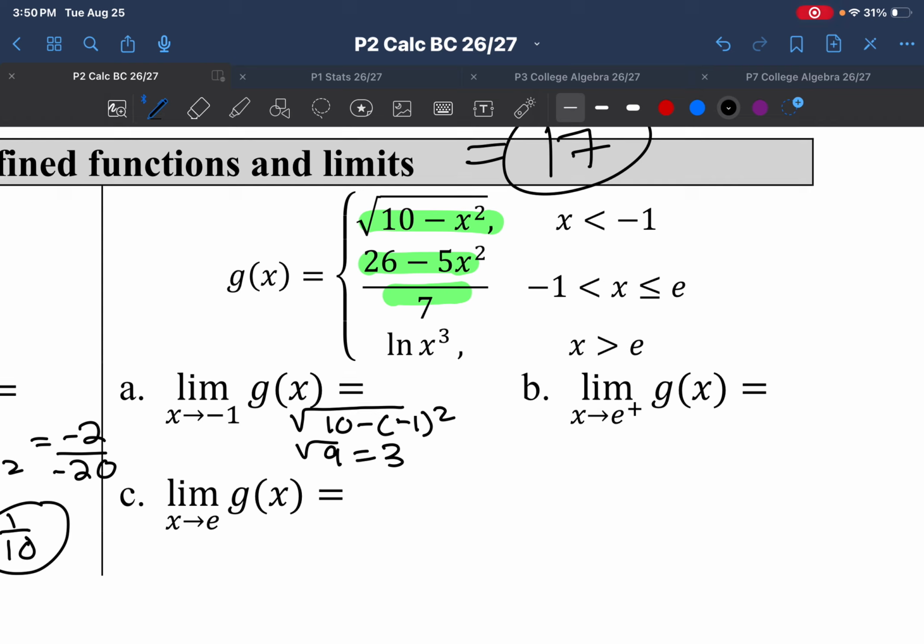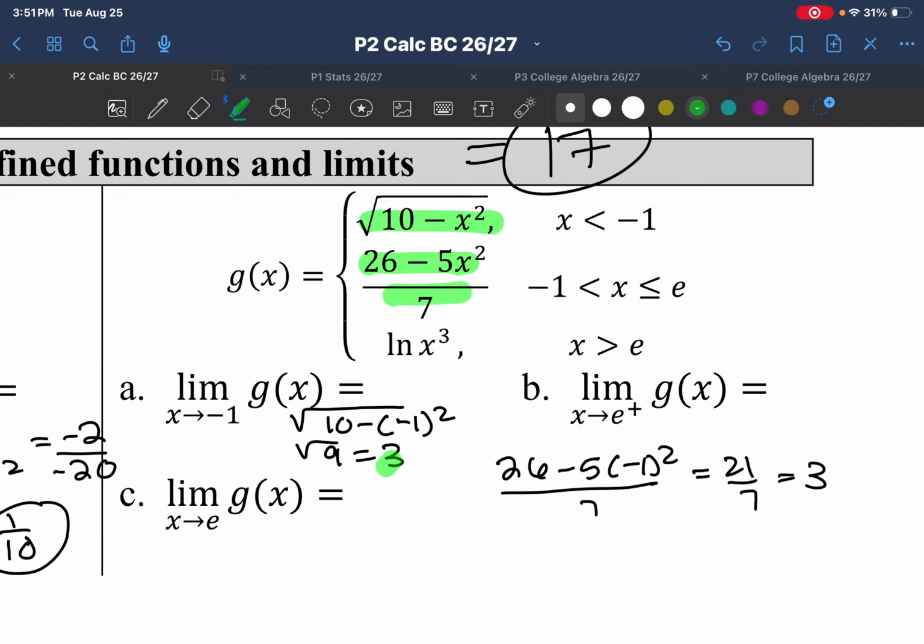Okay. Then I have 26 minus 5 times -1 squared over 7, which that would be 5. So 21 over 7, which is 3. So notice how both the left and the right side are 3. So the limit overall as x approaches -1 is also 3.